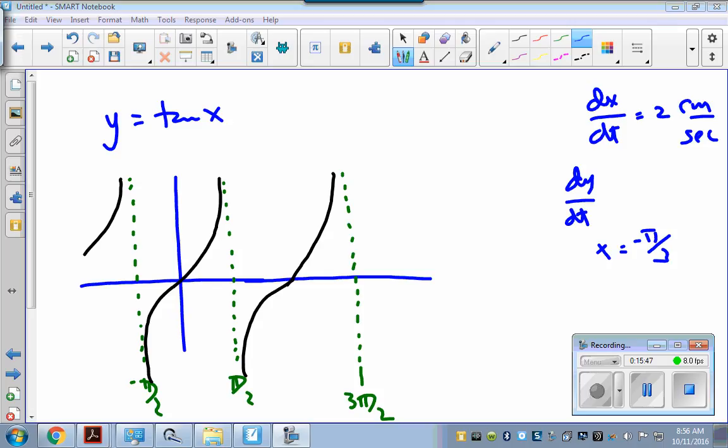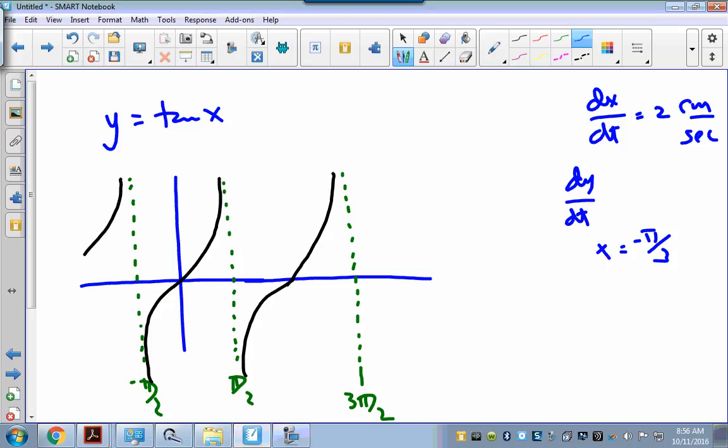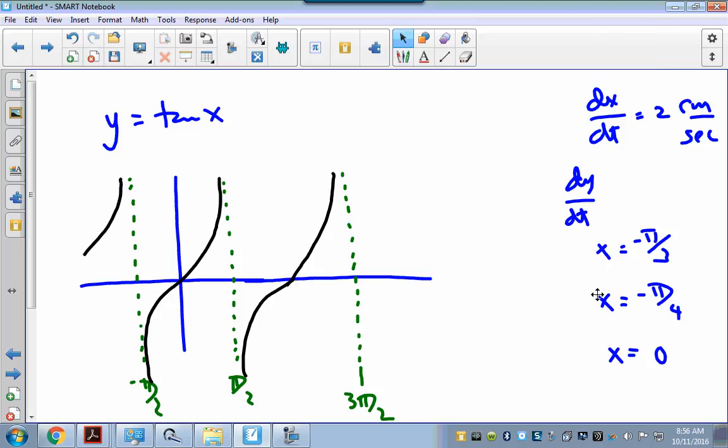X is negative pi over 3. Also, x is equal to negative pi over 4, and x is equal to 0. Okay, so again, let me put a dot over here on our graph. It looks like we're on this branch that goes through the origin. And so the point is moving along this branch of the curve. It never jumps over to the other branch.